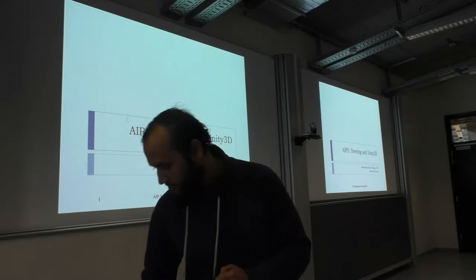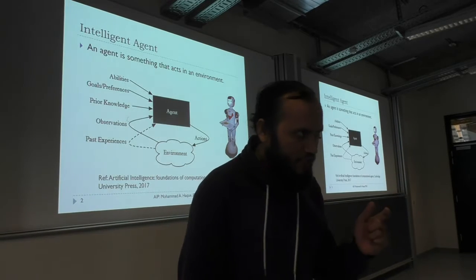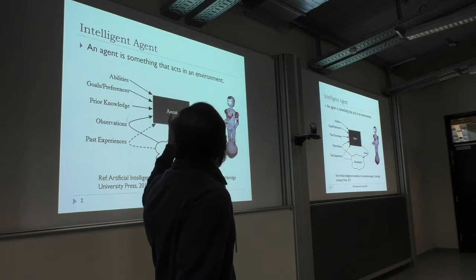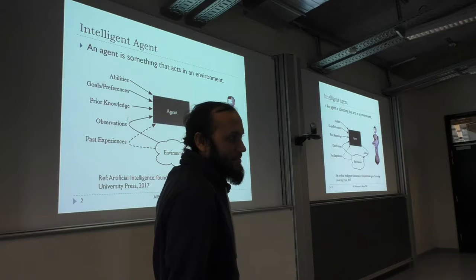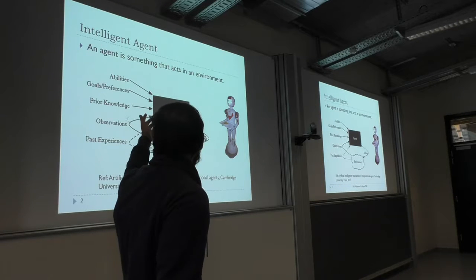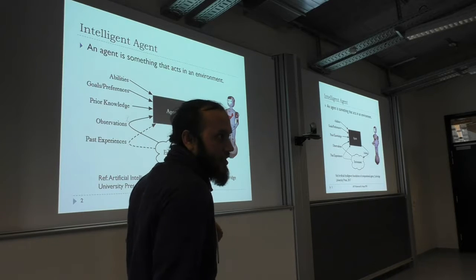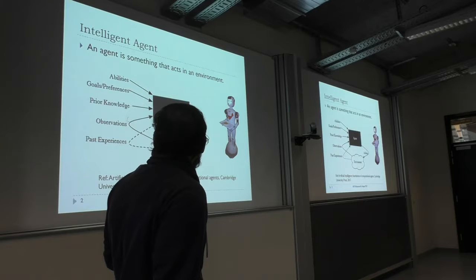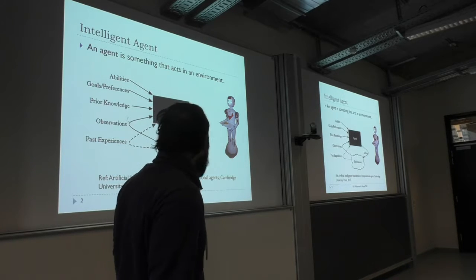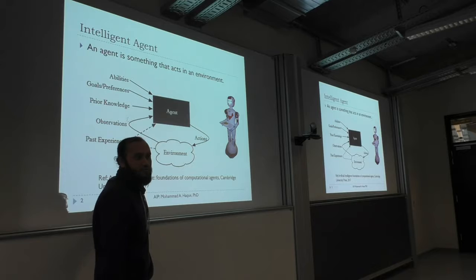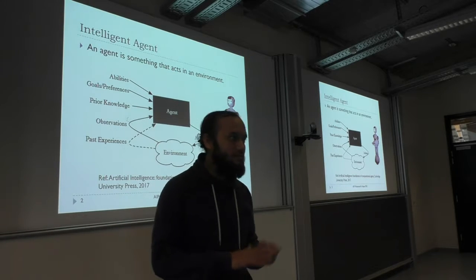Before asking you what is steering, this is the recap. We are looking for an intelligent agent, and we know that an intelligent agent has some attributes. What are the attributes? It will have abilities, goals and preferences, some prior knowledge, and based on that it will have some perception. It will have observations and past experience. It will do some actions on the environment based on these attributes. That is our intelligent agent, if you can remember.